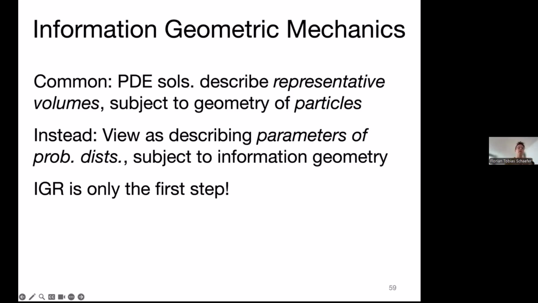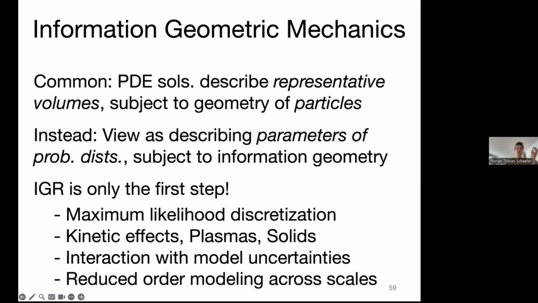And yeah, I view IGR as a first step of making that connection, but I think there are lots of very interesting future applications of this way of thinking, especially when it comes to kinetic effects and plasmas. I think it would be very interesting to see if different ideas apply for solid mechanics, and of course, whether this statistical way of looking at coarse graining also interacts in a meaningful way with, for instance, model uncertainties and the like.